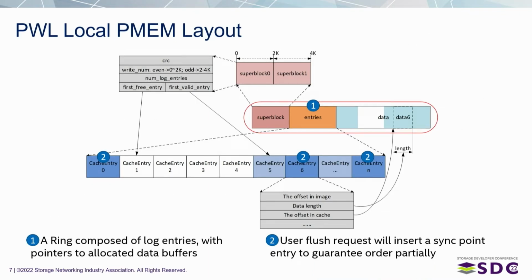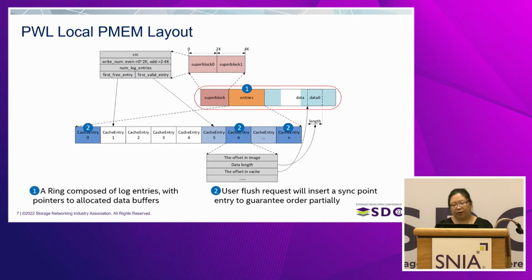So for the local PMEM cache, we have the layout of the PMEM cache file. For each cache, there is a cache file created in the PMEM device, and for each cache file, we have the same layout. The layout includes three parts. The first is the super block, the second is the cache entries, and the last one is the data area.